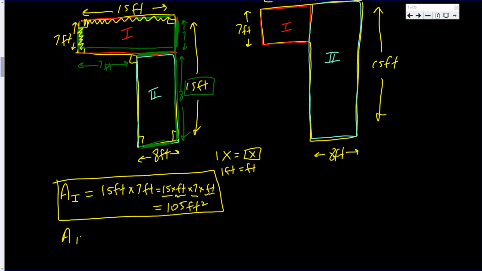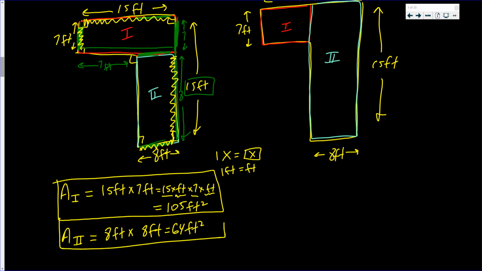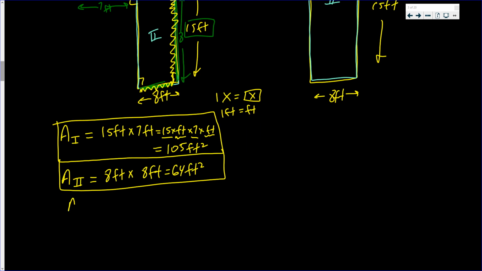What about the area of region number 2? Well, this is 8 feet by 8 feet. 8 times 8 is 64. Foot times foot is square feet. So let's call it a total. It's going to be the sum. 105 plus 64 is 169 square feet.